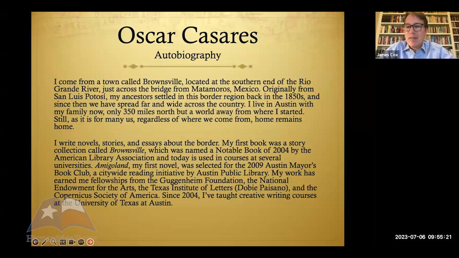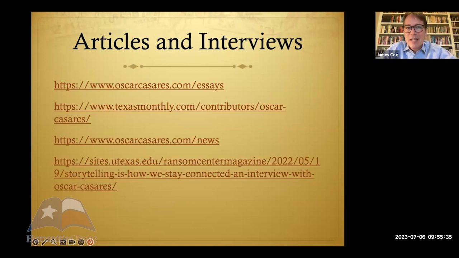He also talks about living in Austin, which seems a world away from Brownsville, too, which I think is really interesting to think about. And he talks about what he writes. With Casares, you have all kinds of opportunities to send your students on a mission to find more information about him. He's written a lot of articles, essays, newspaper opinion pieces. He's done a lot of interviews, that sort of thing.